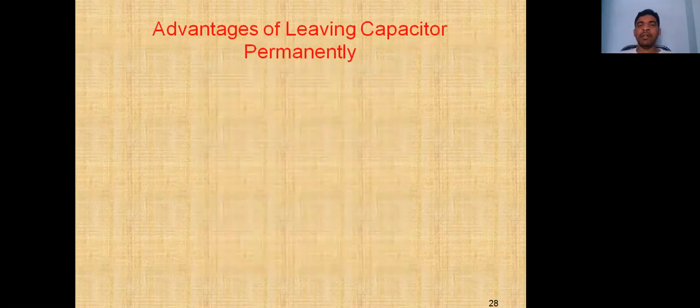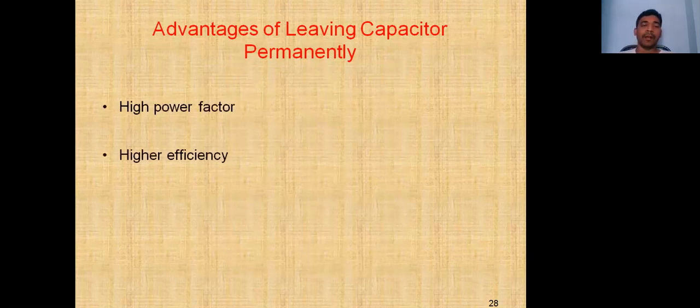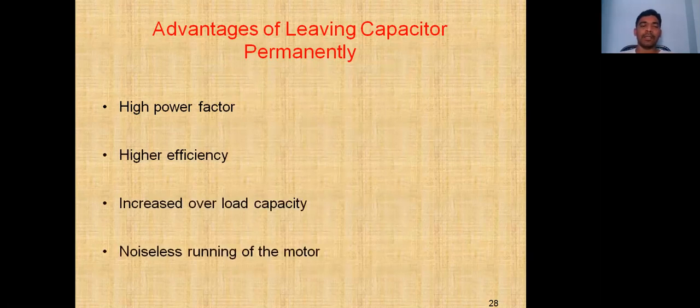Advantages of leaving the capacitor permanently: high power factor, higher efficiency, increased overload capacity, and noiseless running of the motor. These are the advantages of the permanent capacitor.